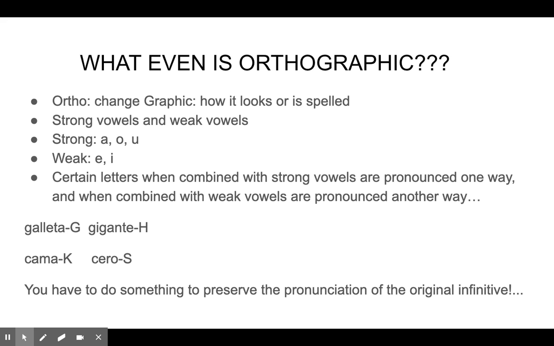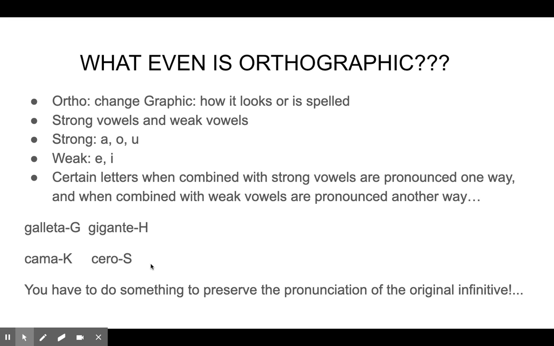So in English and Spanish, there are strong vowels and weak vowels. The strong vowels are A, O, U. The weak vowels are E and I. Certain letters, when they're combined with strong vowels, are pronounced one way, and when combined with weak vowels, another way. So for example, galleta, when it's combined with a strong vowel, the A, is pronounced G, galleta. However, when it's combined with an I, a weak vowel, it's pronounced H, gigante.